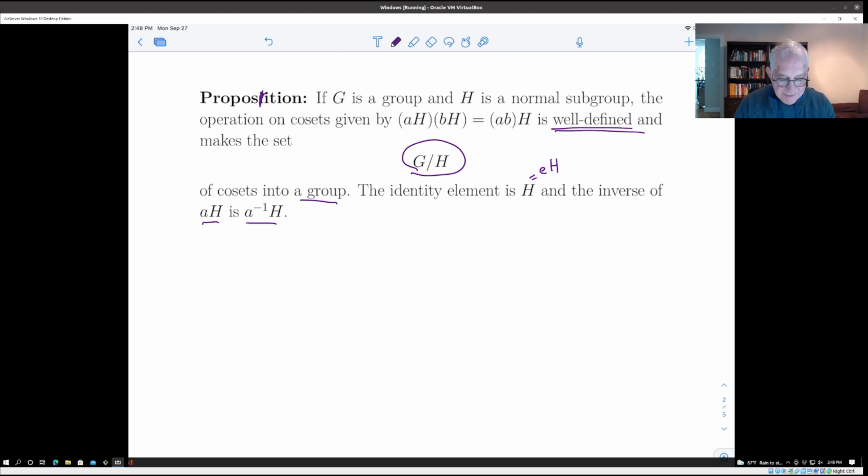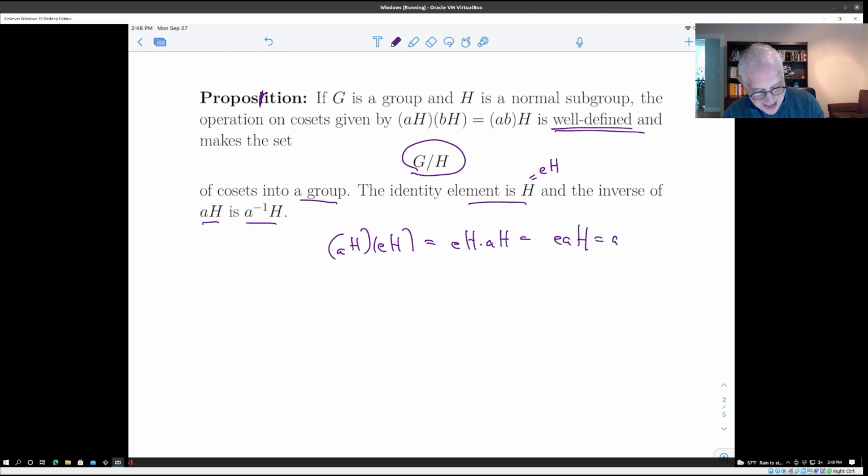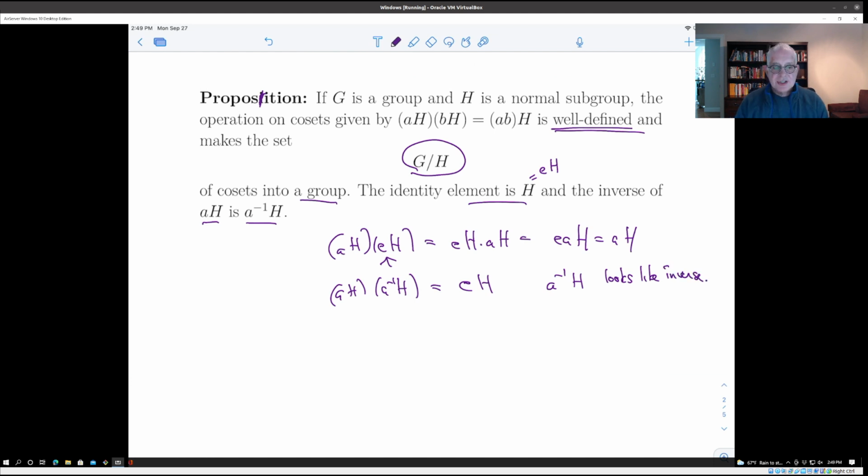Now, if this multiplication makes sense at all, these two points are clear, because AH times EH is EAH, which is AH. So EH acts like an identity element. And AH times A inverse H is EH. And so A inverse H looks like an inverse. So those properties sort of follow immediately from this definition.